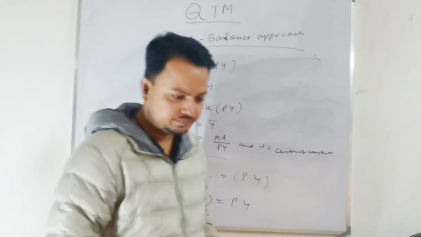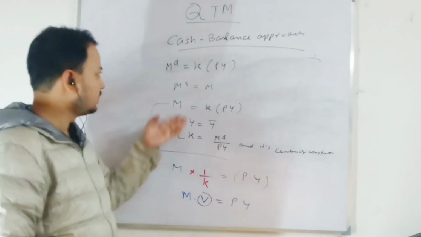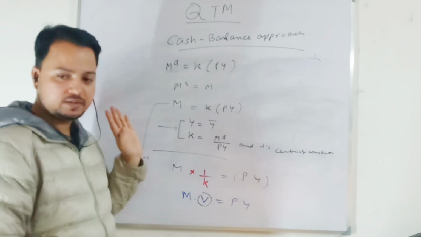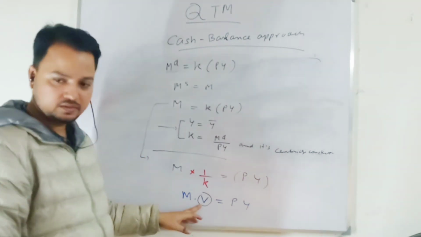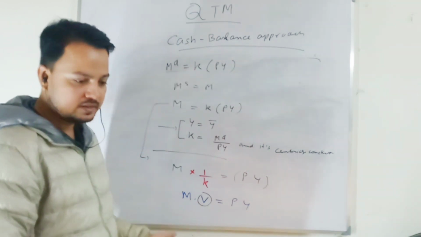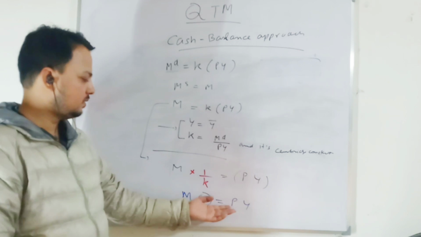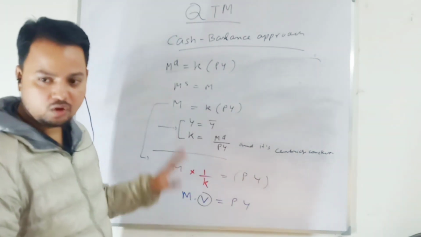Third thing is that this focus on the supply side of money, and this cash balance approach focuses on the demand side of money. Okay, and fourth is that money demand is implicit here in the velocity formulation. Here it is explicitly present. Okay, and the last thing is that price, we don't know how price is determined. Here we know price is determined. Okay, so this is the comparison between these two.